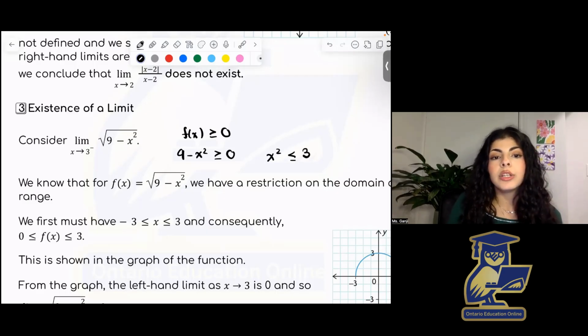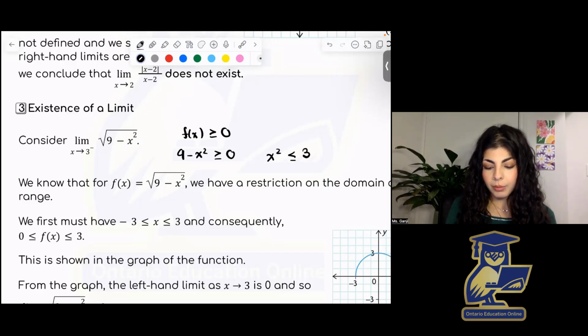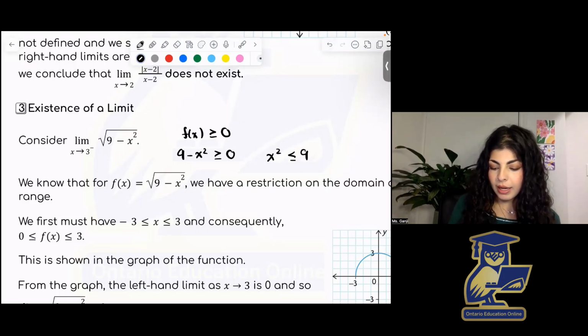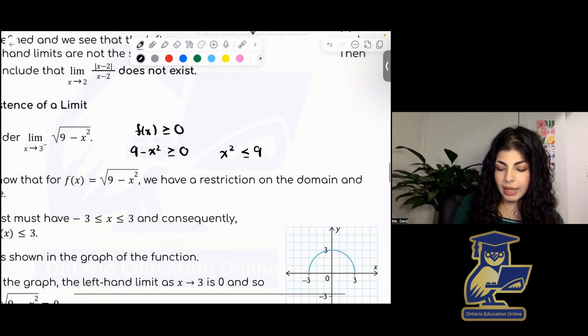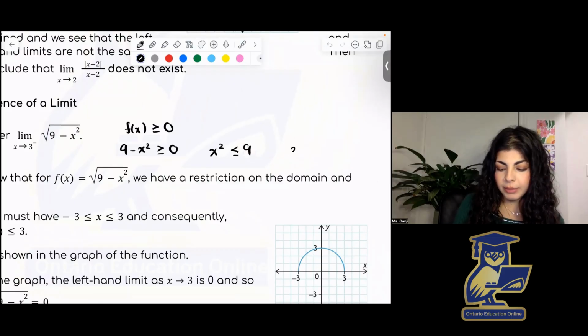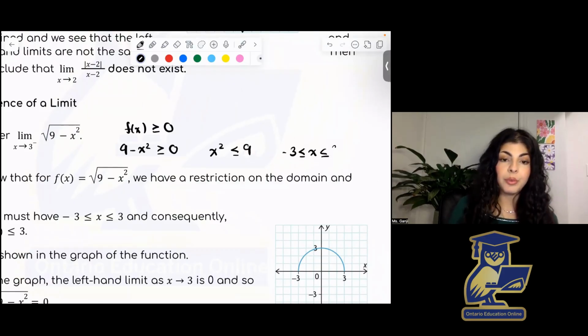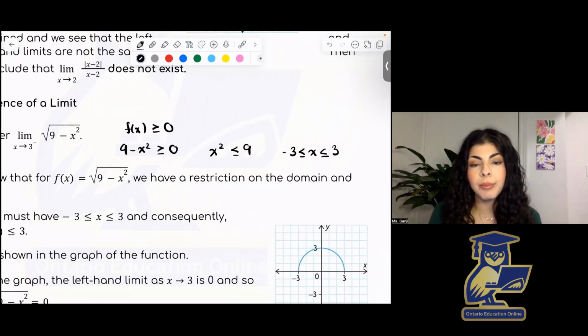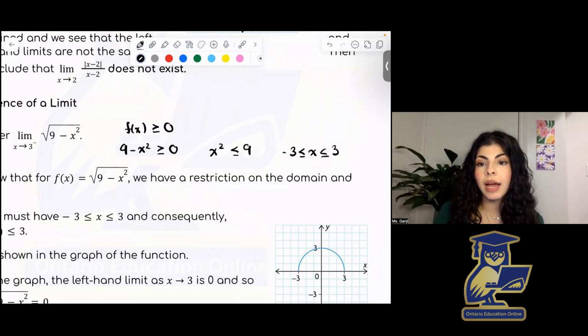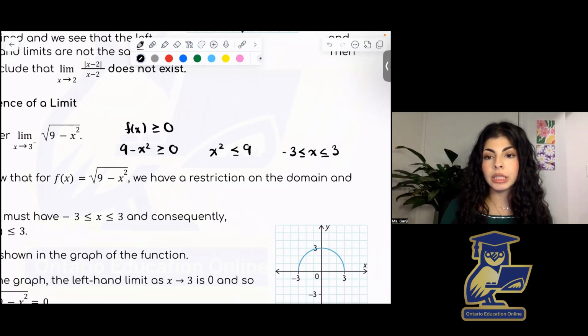Okay, so consider, or sorry, this has to be 9, and then we can say that x itself is between -3 and +3. And consider, for example, when x is 4, then you're going to have 9 minus 16, which is negative, and you can't have a square root of a negative. So that's our restriction on the domain and the range itself.